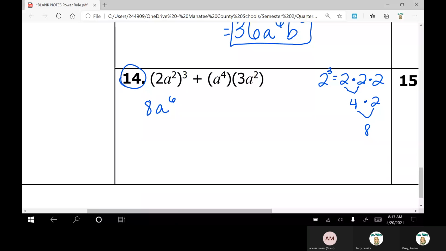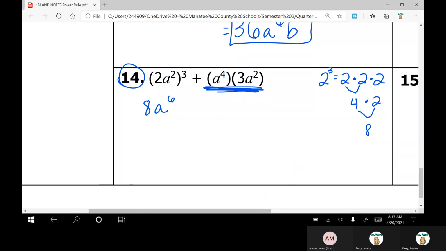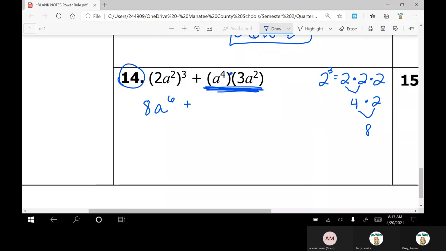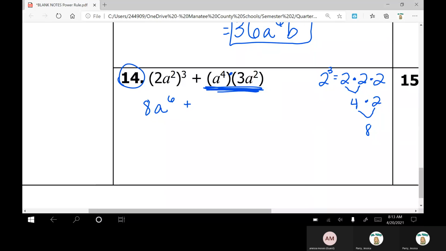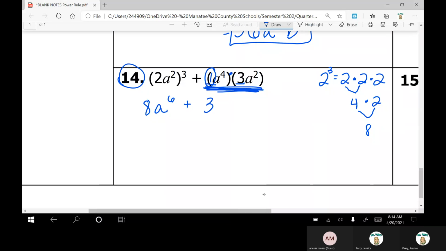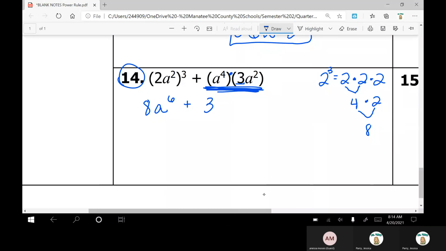This one's done. Now let's simplify here. I'm going to bring down this plus sign. And then here, let's go ahead and multiply, because if we have two sets of parentheses next to each other, we know we're going to multiply. There's a little invisible multiplication sign in between. Let's first do our coefficients. We know there's an invisible 1 here. 1 times 3 is 3.